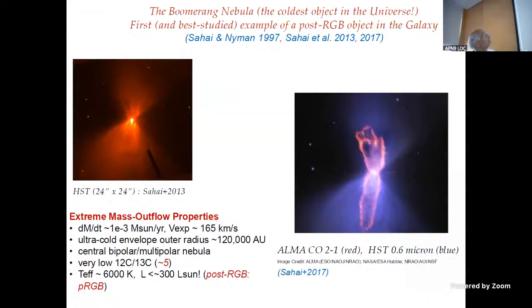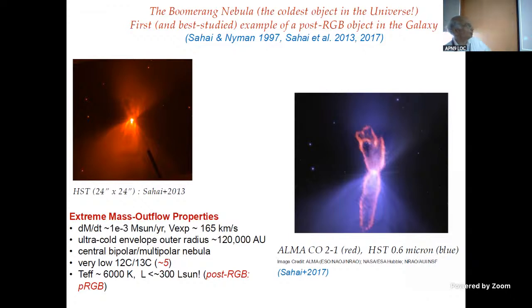So the first and best studied example of this class of objects in our galaxy is the Boomerang Nebula, which also happens to be the coldest object in the universe. It's so cold that the expanding matter is below the microwave background temperature. Here's an HST image on the left-hand side. You can see a beautiful bipolar/multipolar image in the object in the center, and surrounding that is an extended shell seen in scattered light.